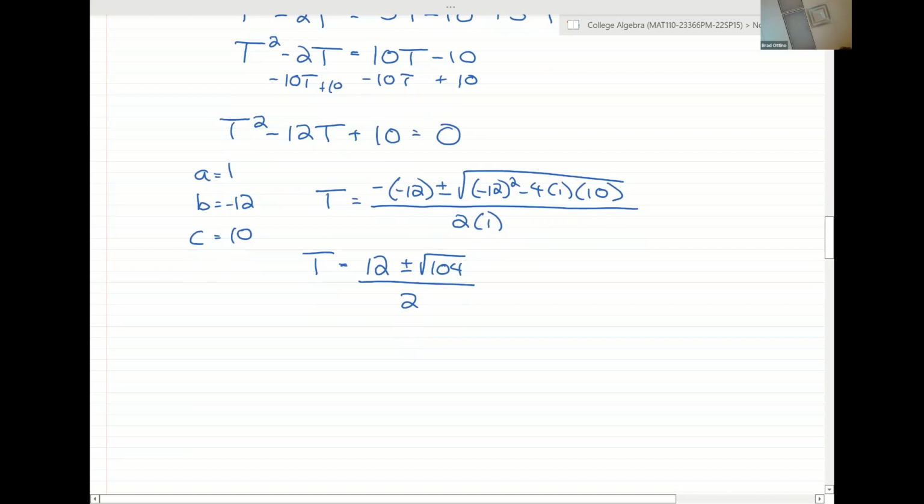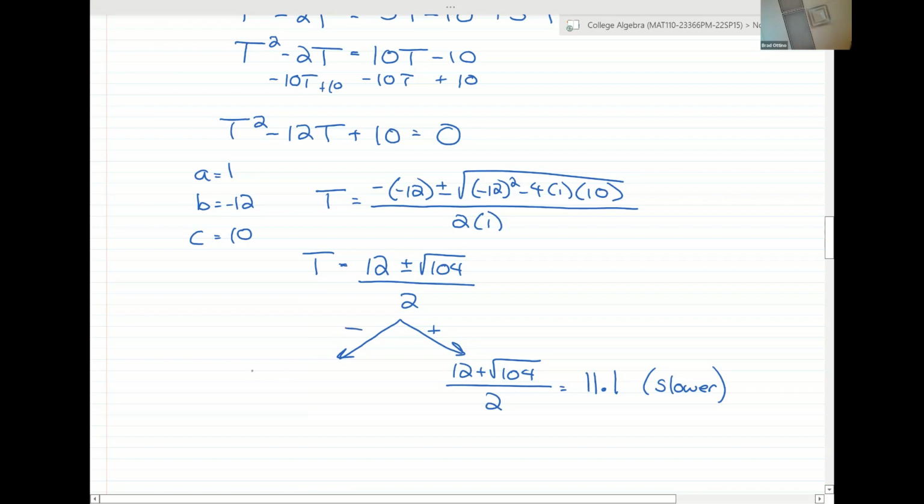And we don't really have to simplify the square root. We're just looking to come up with a practical answer. So how long is it going to take the slow chef? That's what t was. So if you add 12 plus the square root of 104, and divide by 2, that comes out to be 11.1. That's how long it would take the slow chef to do it by themselves.